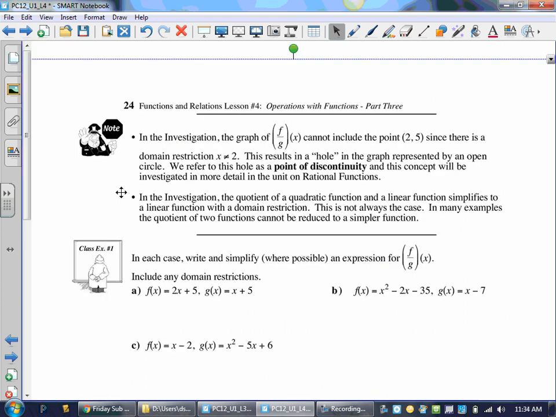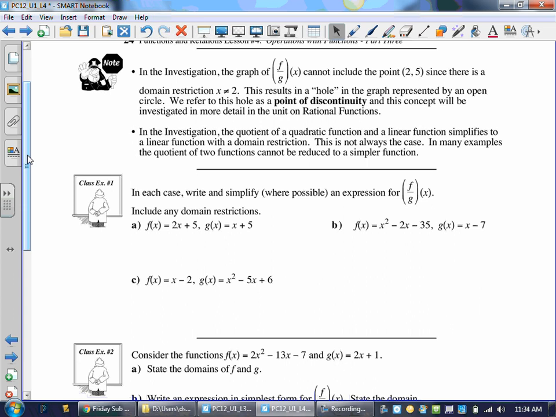Okay, so here is where it talks about this. It says, in the investigation, the graph of f divided by g of x cannot include the 0.25 since there is a domain restriction where x cannot equal 2. This results in a hole.